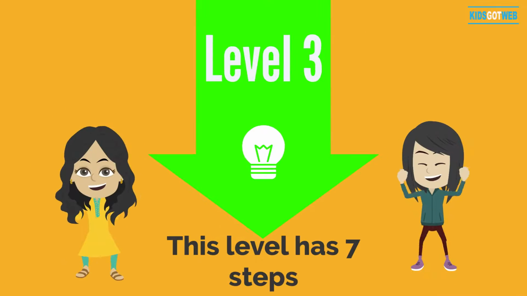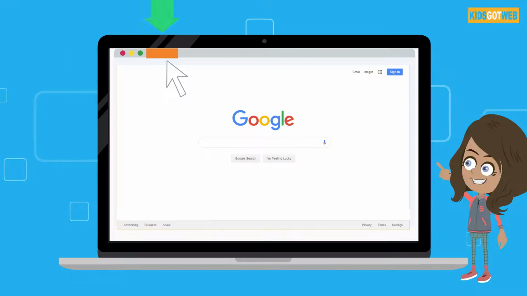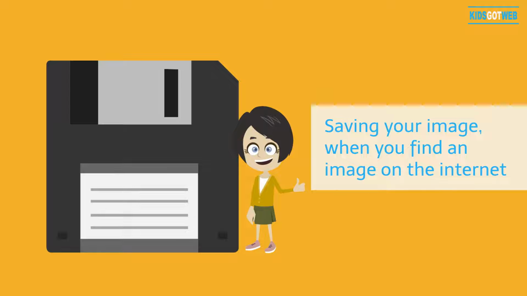This level has 7 steps. Go to the steps. 1. Click New tab on your browser. 2. Saving your image when you find an image on the internet.